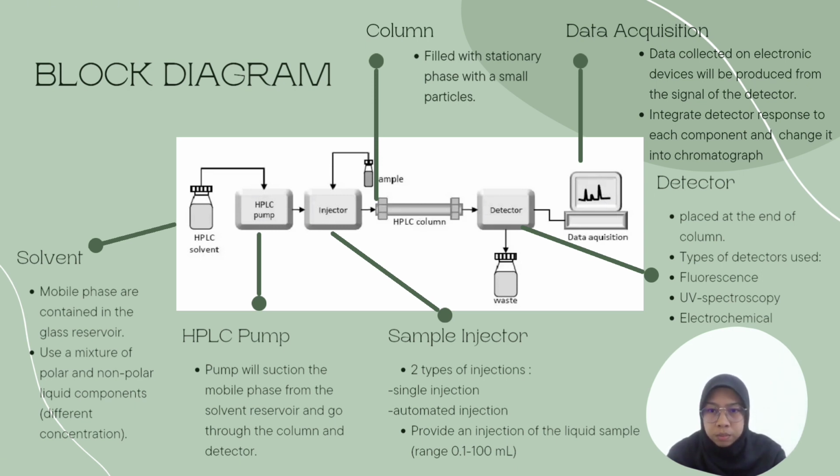For the detector, the HPLC detector is located at the end of the column to detect the analytes as they elute from the chromatographic column. Commonly used detectors are UV spectroscopy, fluorescence, mass spectrometric and electrochemical detectors. And lastly, for data acquisition, the data is collected on an electronic device that is produced from the signal of the detector, and then it will integrate the detector response to each component and change it into a chromatogram. Examples for data acquisition are a computer, laptop and printer.